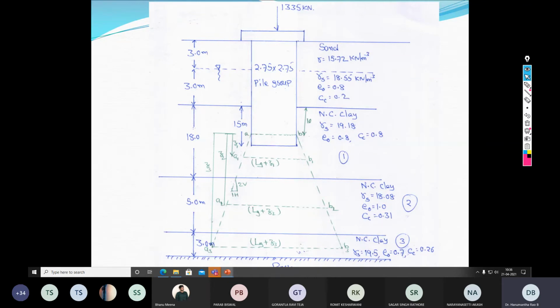Let us go to another sum for practice purpose. So this also is on calculation of the consolidation settlement of the pile group. So just note down, everything has been given here. A pile group whose geometry is 2.75 by 2.75. This is a square pile group.